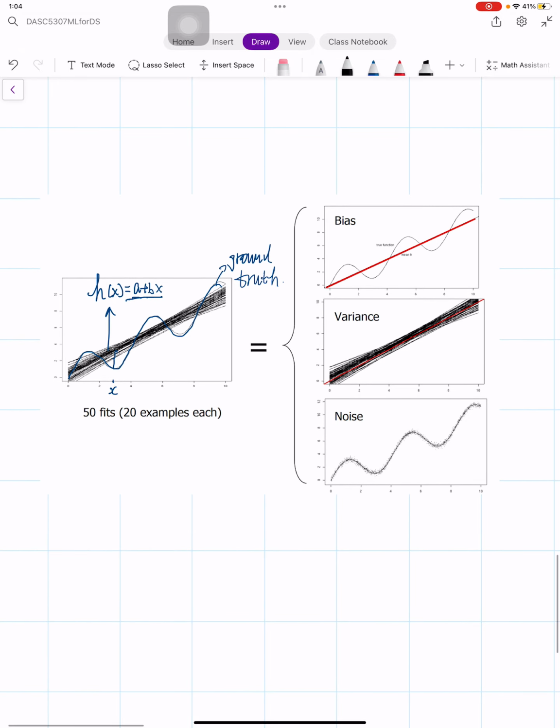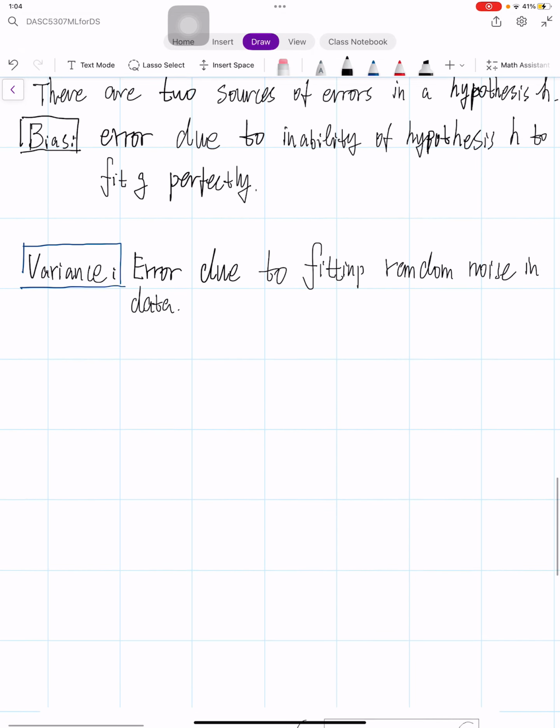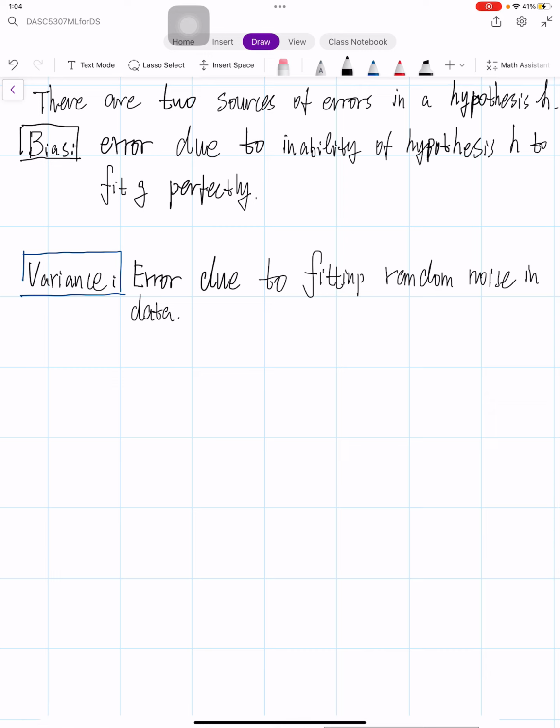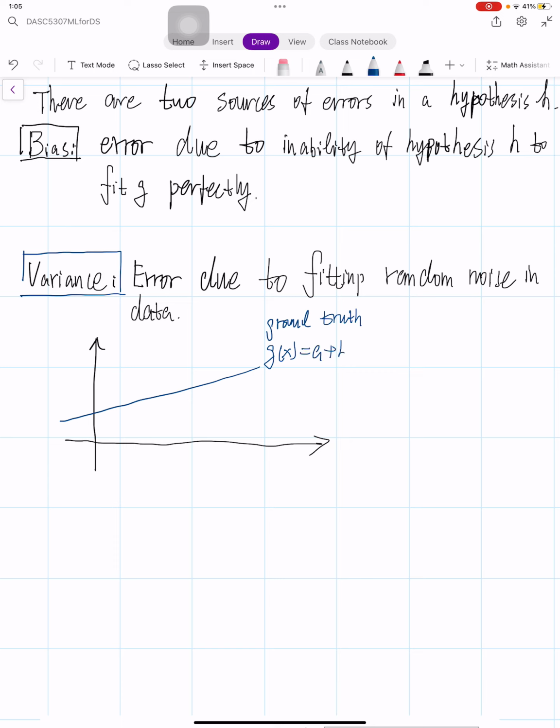So I can give you another example. Suppose we have a model, and suppose the ground truth is a linear model. Suppose the ground truth is g(x) equals a plus bx. For example, suppose this is 5 plus a slope of 2x. Okay, suppose this is the ground truth, and we generate data.